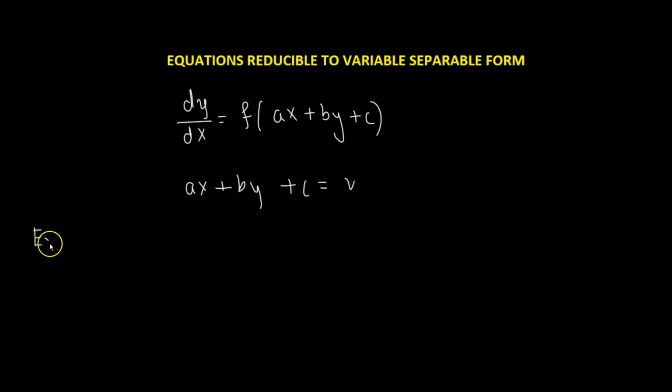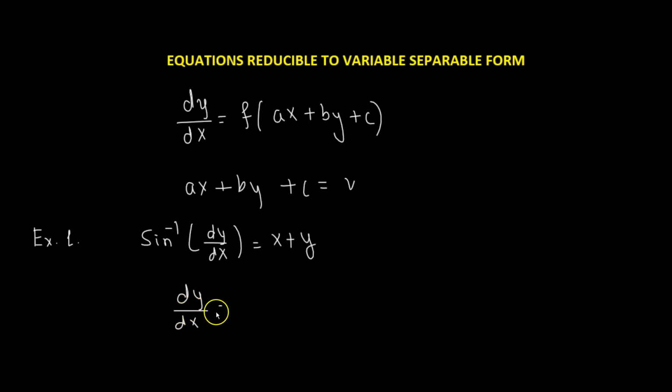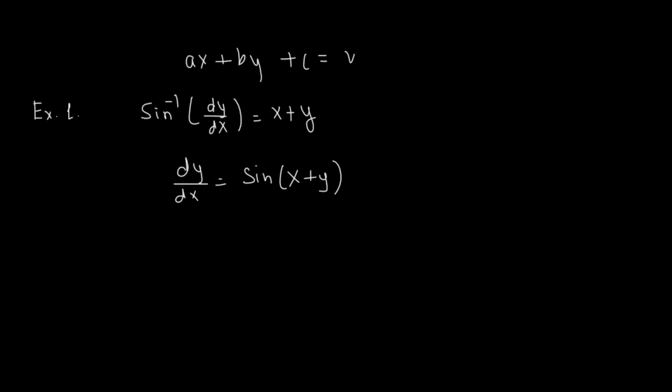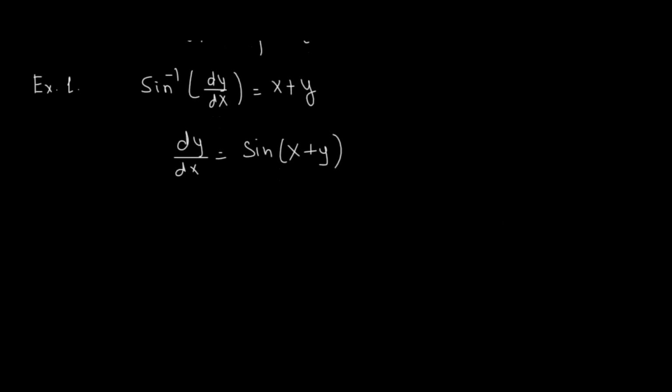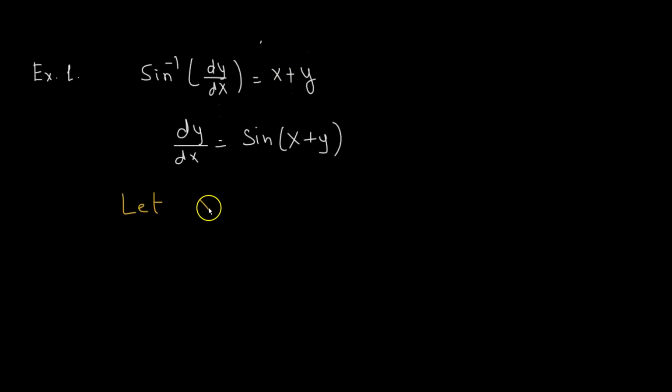Let's say we have our first example given by the inverse sine function of dy over dx equals x plus y. Now we'll take the sine function on both sides, so that will give us dy over dx equals sine of x plus y. So clearly we can see that the term on the right hand side is a function of x plus y. So in order to solve such a differential equation, we are going to assume x plus y equals some variable v.